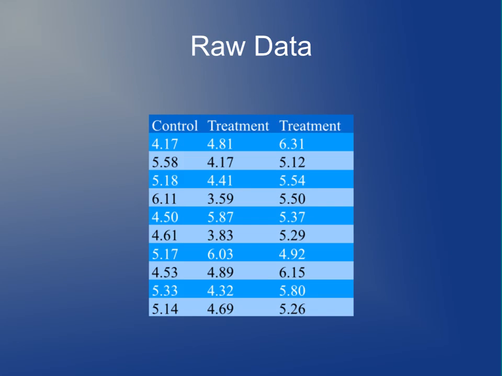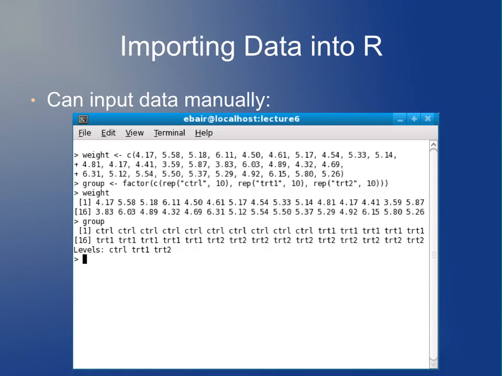And it looks like part of my slide got cut off again, unfortunately. That's supposed to say control, treatment 1, treatment 2. One way or another, the raw data looks like this. Say you have this data set and you want to load it into R to manipulate it. So one thing that you can do is to input your data manually.